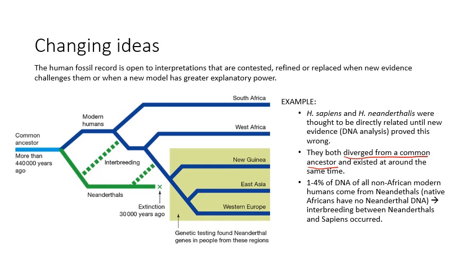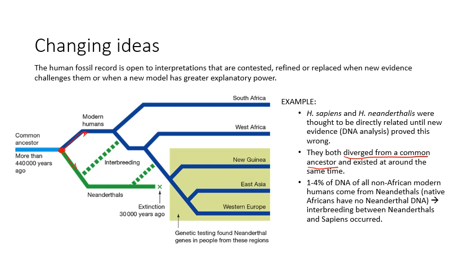So if you're looking at the image on the screen here, we can see our common ancestor highlighted in light blue. There was some sort of speciation event that has occurred here, and one population has evolved into modern day humans, another population has evolved into Neanderthals.